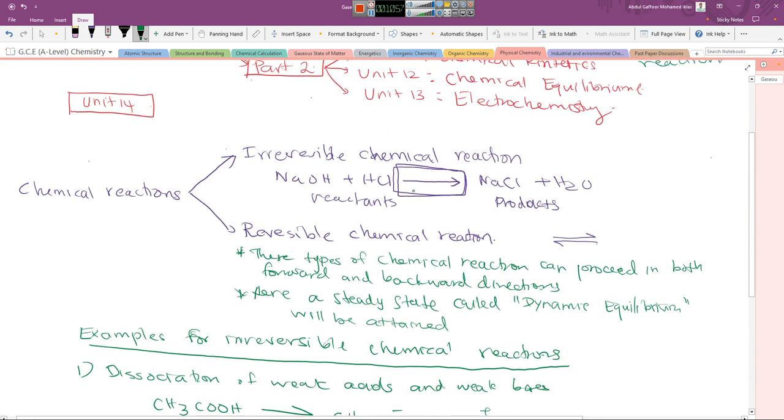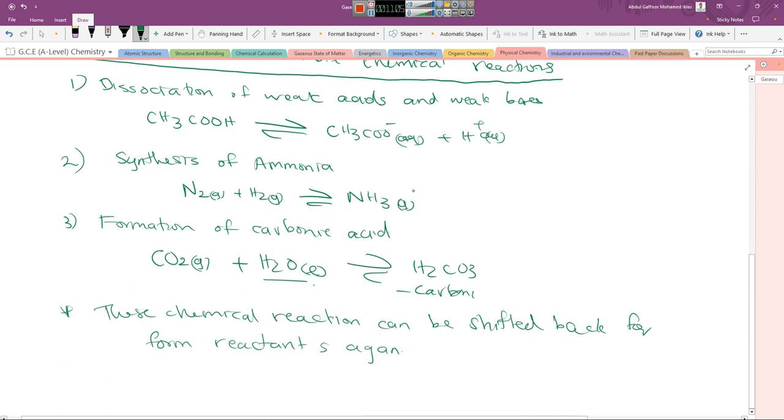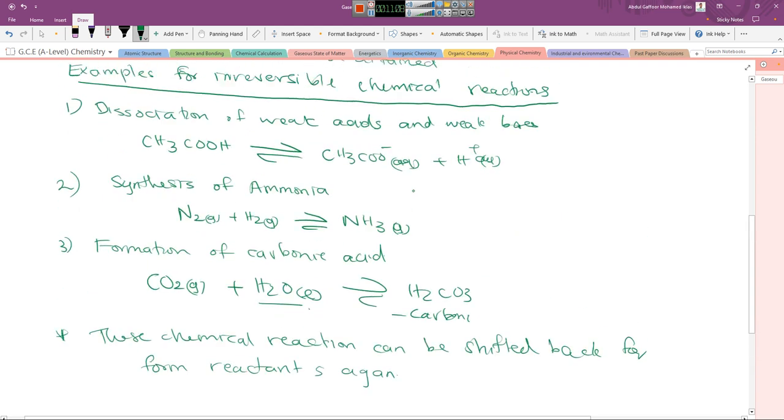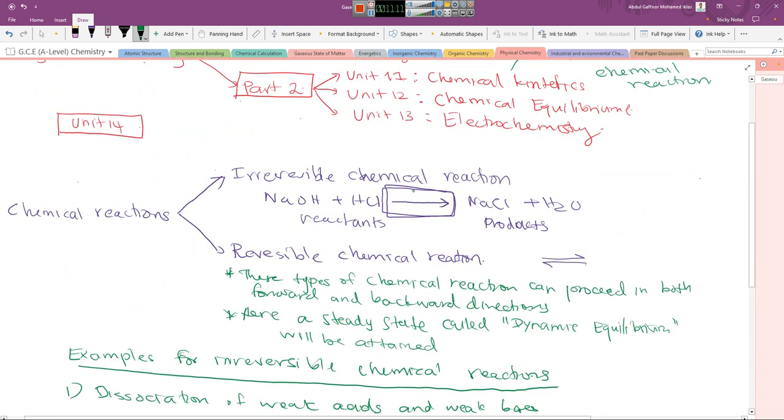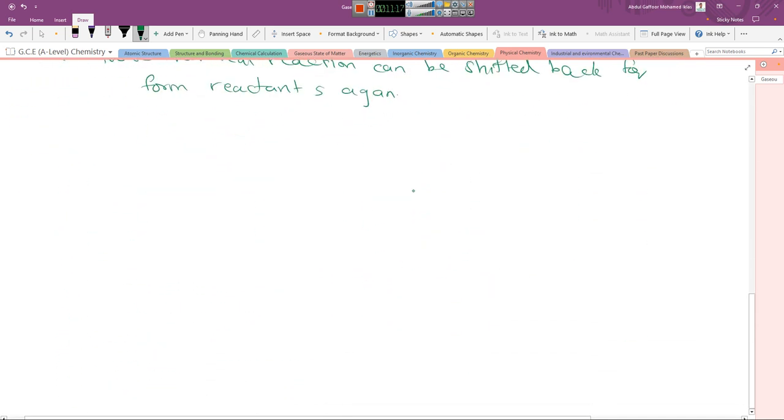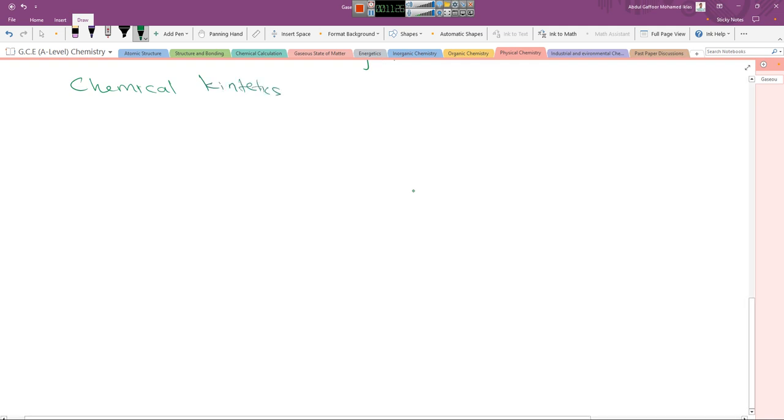Now what I wanted to teach you is the type of chemical reactions depending on the rate, right? Okay. So now we have to know a term called rate of a chemical reaction, and this is what we are going to learn in chemical kinetics, which is our 11th unit, right? So we will now put a heading chemical kinetics. So in chemical kinetics we will be talking about irreversible chemical reactions only.